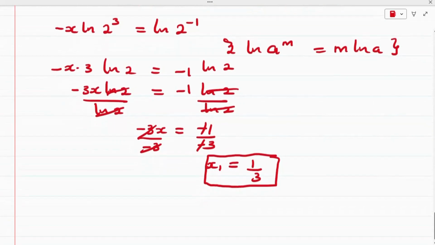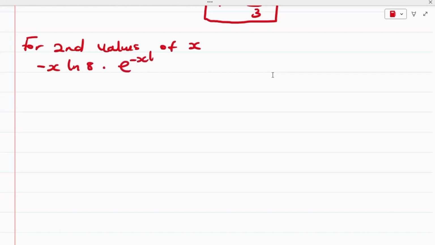So in order for us to be able to solve for the second value of x, I'm going to write this right here for the second value of x. Now we want to simply work with this. We have minus x ln of 8 multiply e raised to the power of minus x ln of 8 is equal to 1 over 2 multiply ln of 1 over 2.